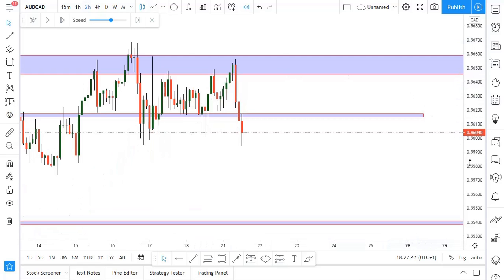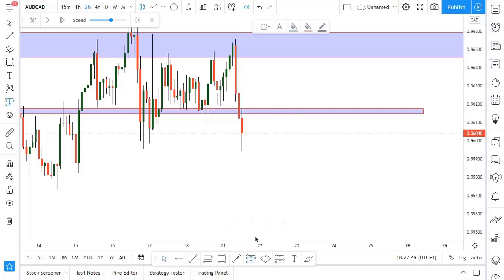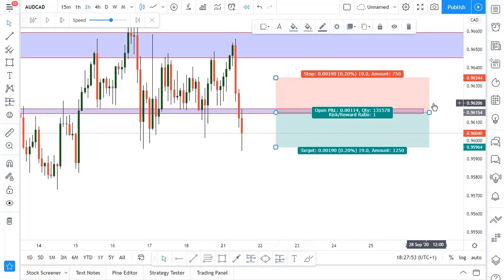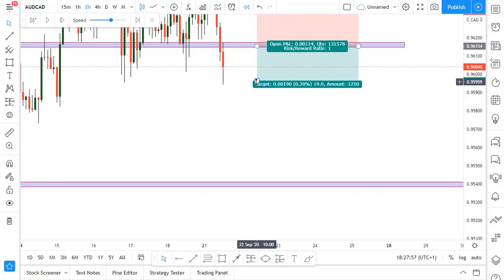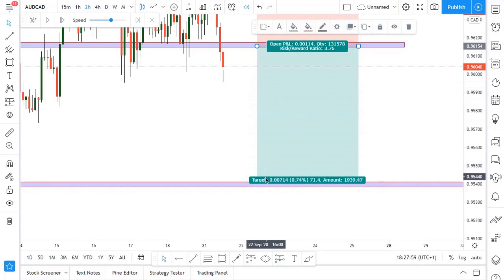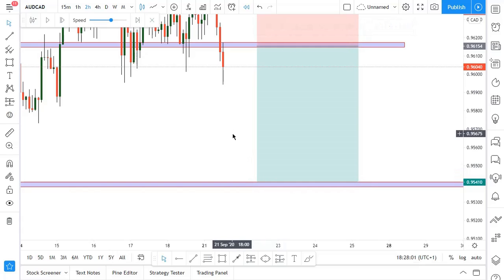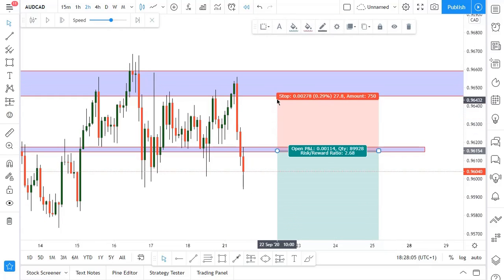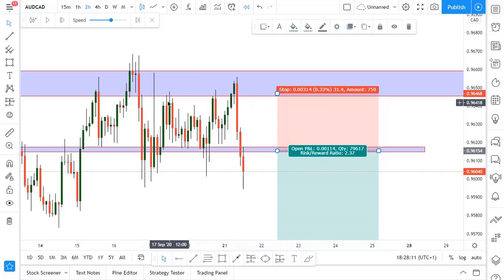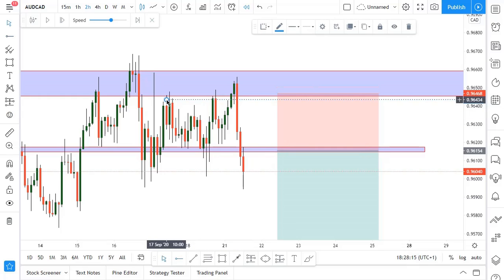This is exactly what we did. We placed our pending order here, a sell limit, and our target was the neckline we identified from the daily time frame, and our stop loss was just above this structure we have here. Everything is according to structure.